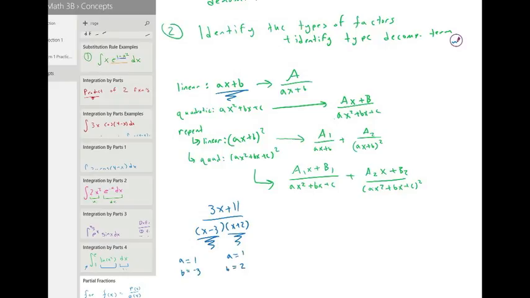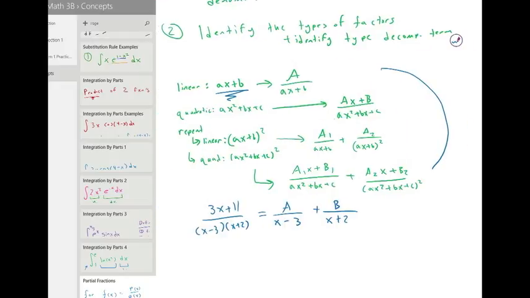So we're going to set that equal to some constant A over our factor, and instead of using A again, we'll use B over our other factor. So that's all we do in this step. It's a lot of words here, but this is essentially all that happens.